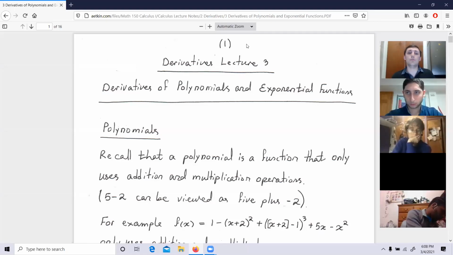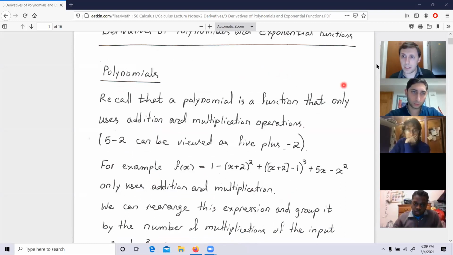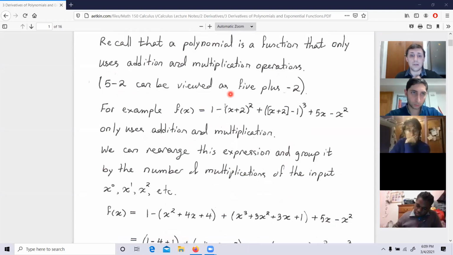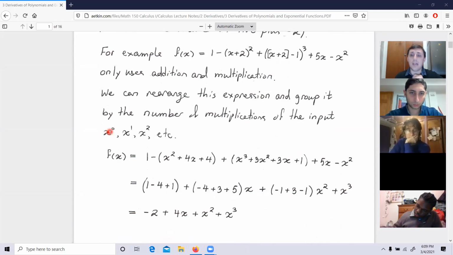So guys, let's remember where we left off. Polynomials, we mentioned, are just operations that involve addition and multiplication, and those operations allow us to group based on the number of times we had to use the input.